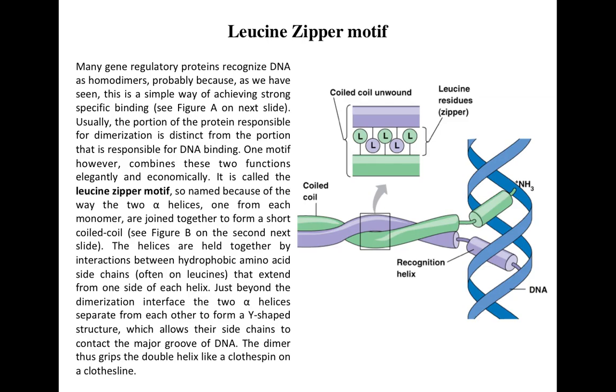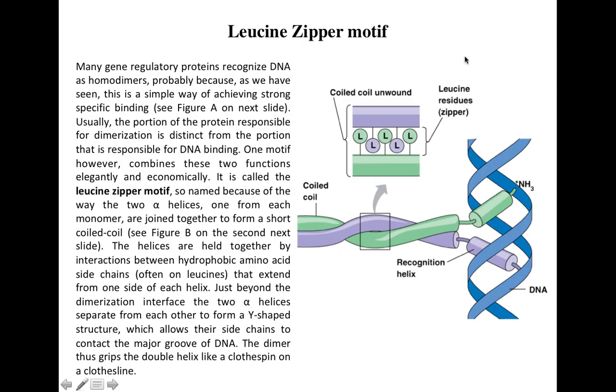So today we are going to talk about the leucine zipper motifs. This is another type of protein motif that can recognize the DNA. Many gene regulatory proteins interact with or recognize the DNA as homodimers, because this is the simplest way of achieving strong and specific binding.